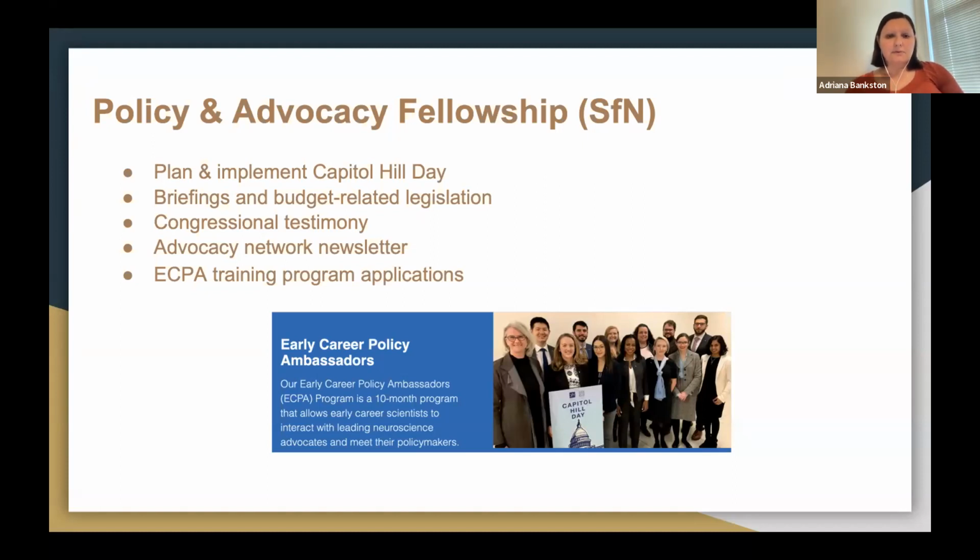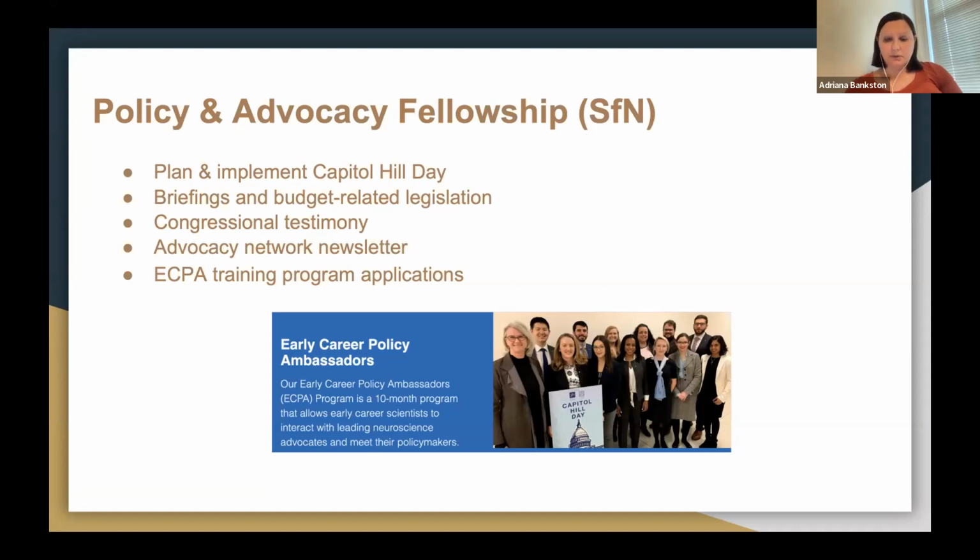I think it was more frequent there, but it's a very common thing where you're rounding up all of the latest policy for the membership. And the last thing I'm showing here is the early career policy ambassadors. I think it's a training program for graduate students. They come to Capitol Hill Day, so this is what this picture is here.